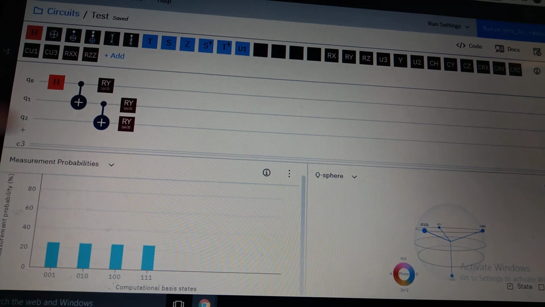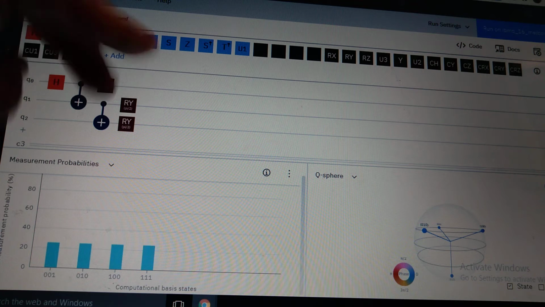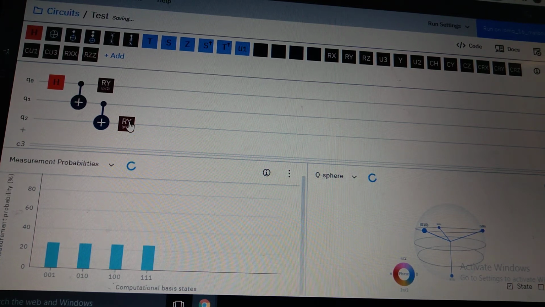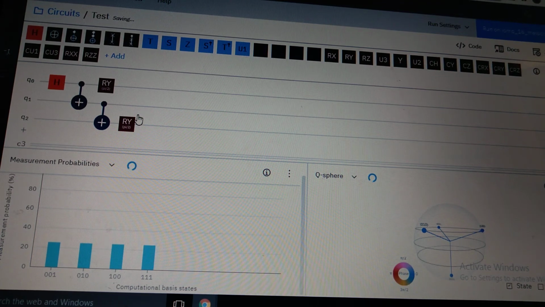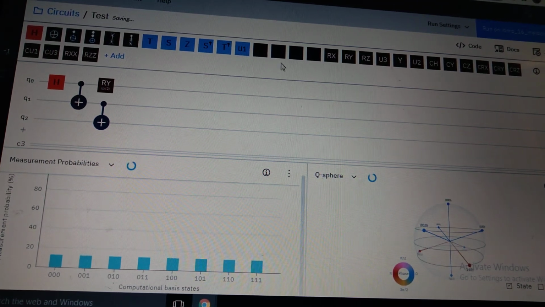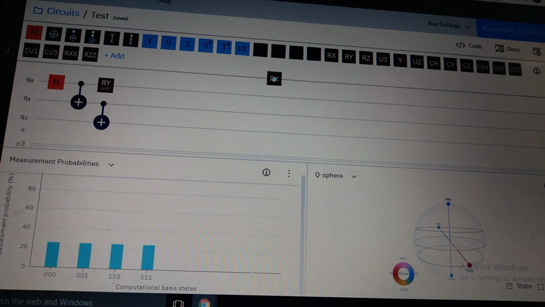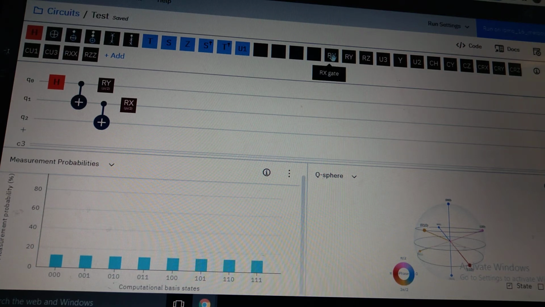But wait a minute, what if far, far away, you decide to change 2 of them? Let's see what happens if we change 2 of them, just to show you. So I'm going to change this one to an X gate, okay. And I'm going to put the X gate here. Let's see what we obtain now.